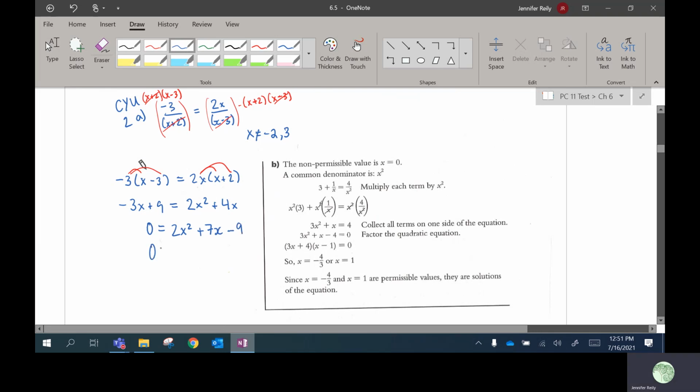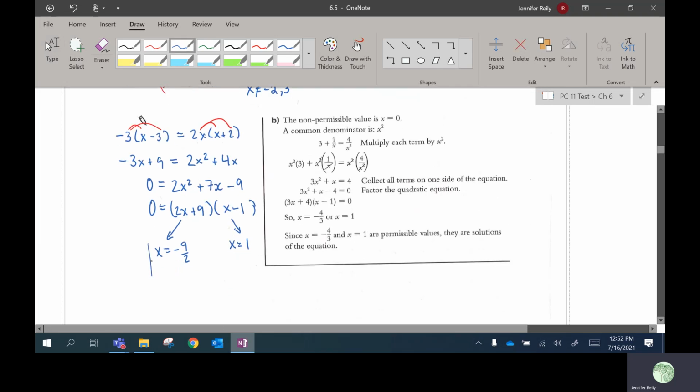And that factors, I'll spare the details again on the factoring. If you need help with your factoring, let me know and I'll give you some resources. So it factors to 2x plus 9 and x minus 1. So there are two answers here. X equals 1 and x equals negative 9 over 2. Neither of these are the non-permissible values, so these are both solutions to the equation.